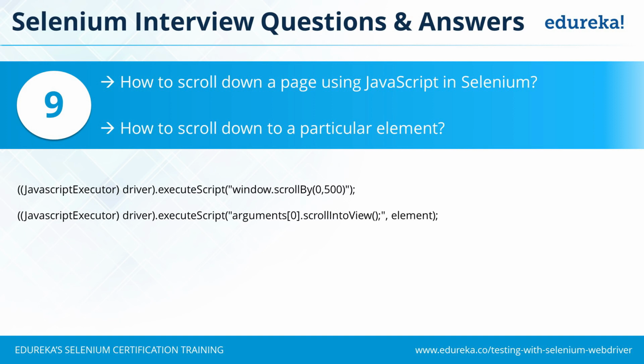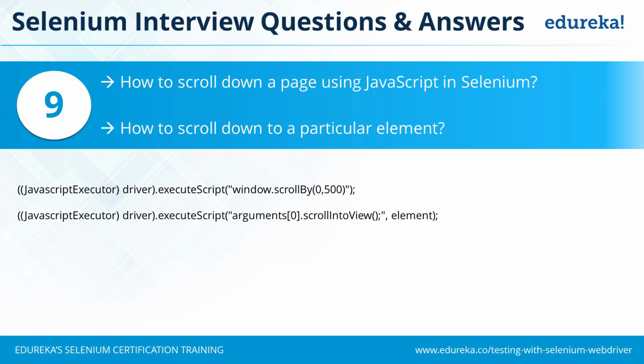The next one: how to scroll down a page using JavaScript in Selenium, and how to scroll down to a particular element. So now we will talk about how to scroll down on the page with the help of JavaScript executor. My need is to scroll from the top of the page to the bottom, or to a particular position on the page. I can do that with the help of JavaScript executor.